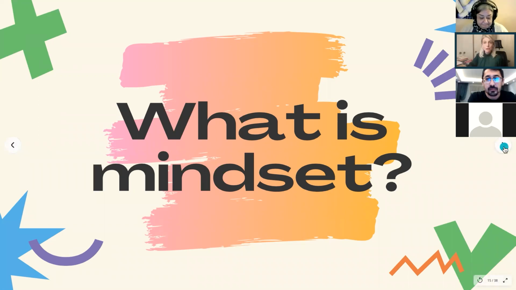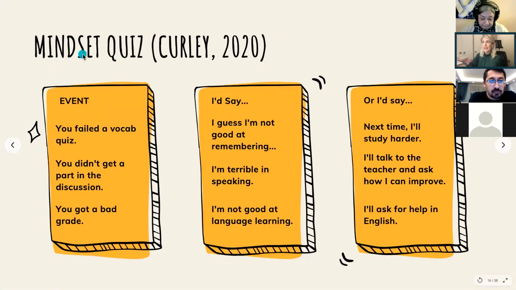Before I go into the definition of mindsets, let's take a quiz. It's a very short one. Here are the events on the left side. It gives an example of failing a vocabulary quiz. Which one would you say? The first one is, I guess, I'm not good at remembering. And the next one would be, next time I will study harder. Which one would you choose?